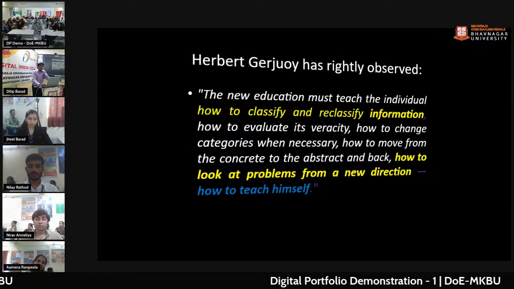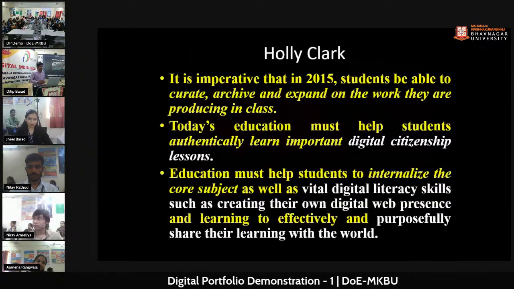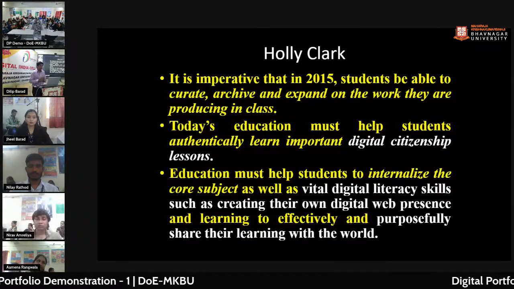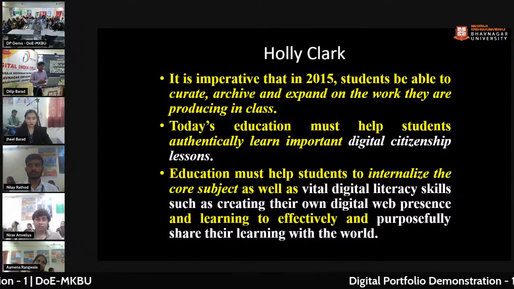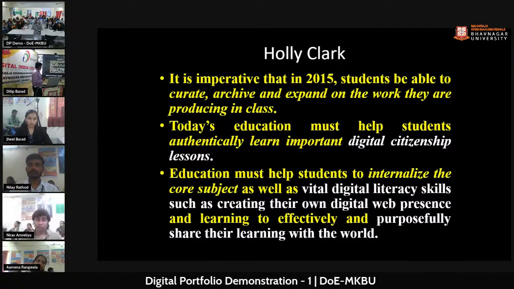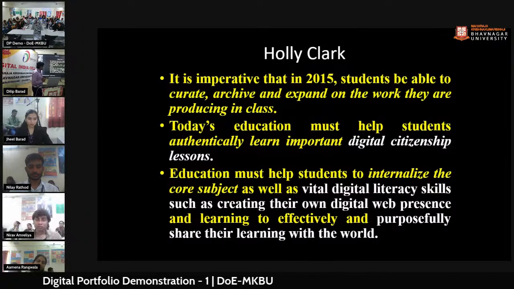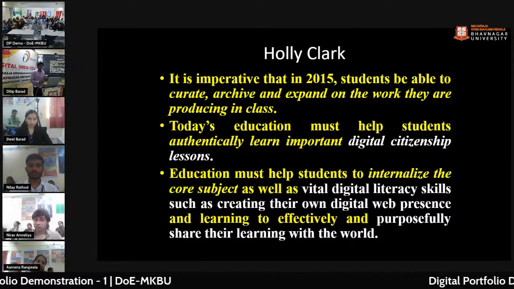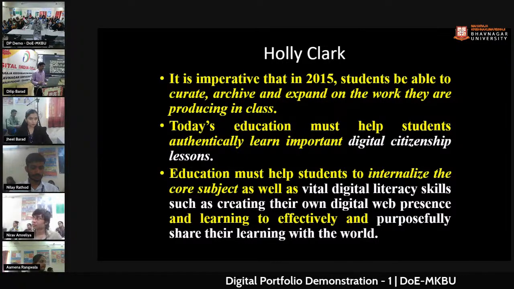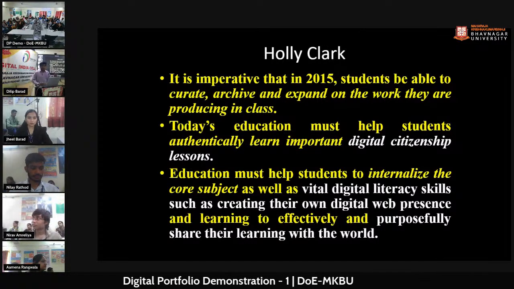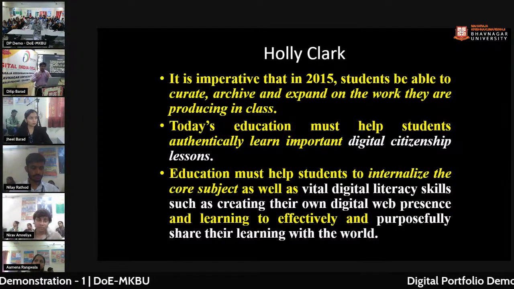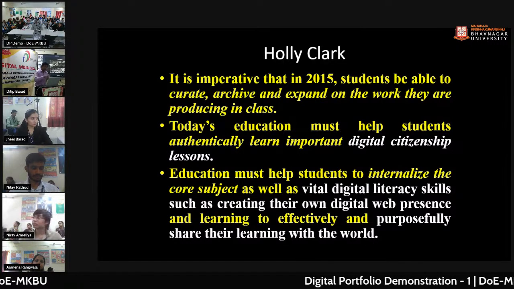Holly Clark has also observed way back in 2015 that it is necessary now that all students curate, archive, and expand on the work that they are producing in the class. Today's education should also help students authentically learn important digital citizenship lessons. So you become very much aware that digital tools are to be used in a very effective manner. It should not be a wastage of time. Many times we have to comment to you that you are allowed to keep mobiles in the class or every time you have.